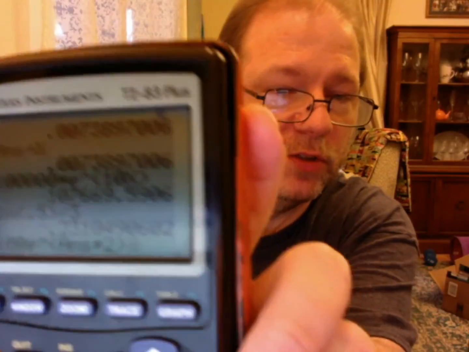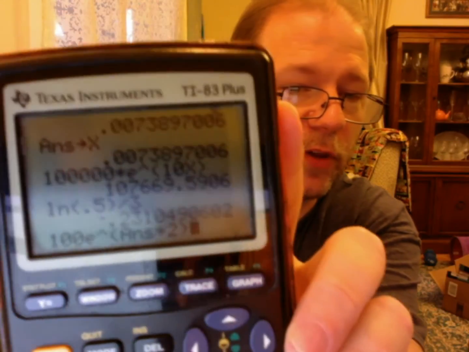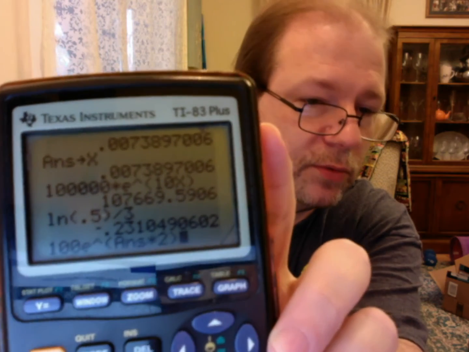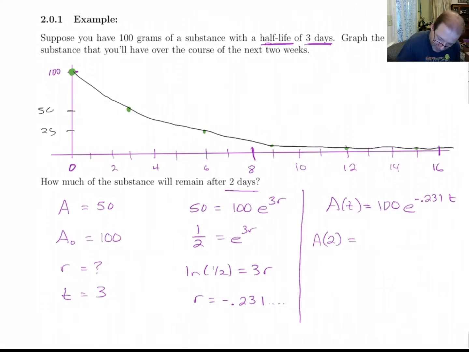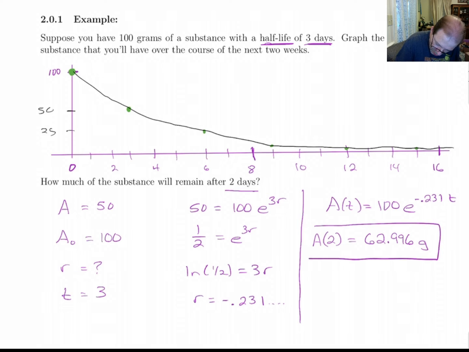See, I'm just using the answer there on my calculator to stick that number in for R. When I do that, it gives me 62.996. We'll round to the nearest milligram there. This many grams. All right.